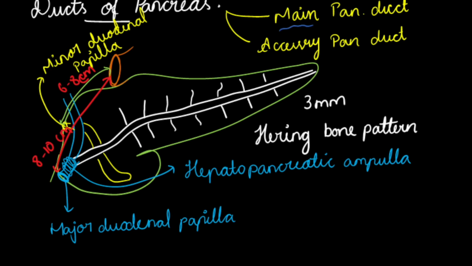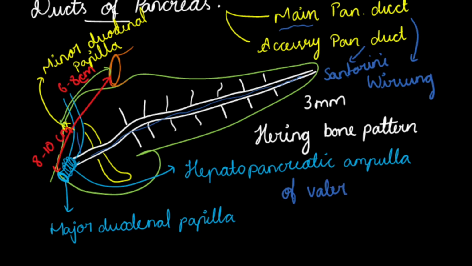So now regarding the ducts of pancreas, first comes our main pancreatic duct, which is also called the duct of Wirsung. And next comes our accessory pancreatic duct, which is also called the duct of Santorini. Here this main pancreatic duct arises from the tail of pancreas and moves right towards the head of pancreas, and while entering the head of pancreas it gets connected with the bile duct and forms the hepatopancreatic ampulla of Vater, and the opening is called the major duodenal papilla, which is around 8 to 10 centimeter away from the pylorus.